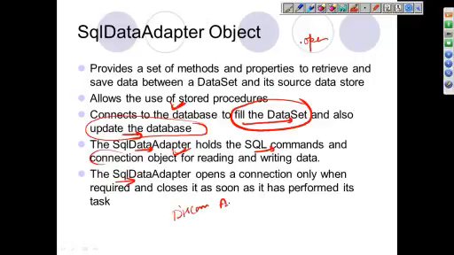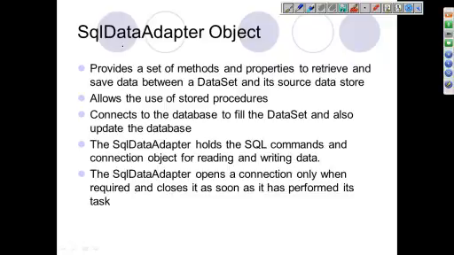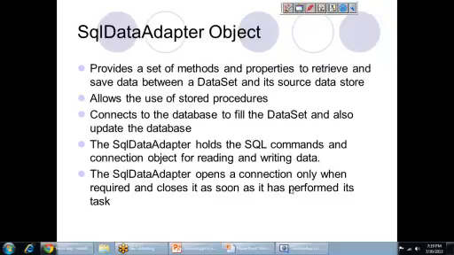So this is what we call the disconnected structure. From the application to the database, the connection is not always open. But you are opening it when there is a need, and when the need is done, the connection is closed automatically. So this is the disconnected structure provided through the DataAdapter.